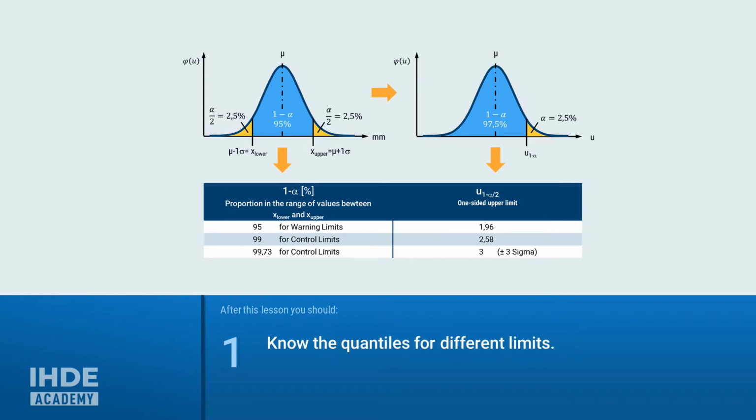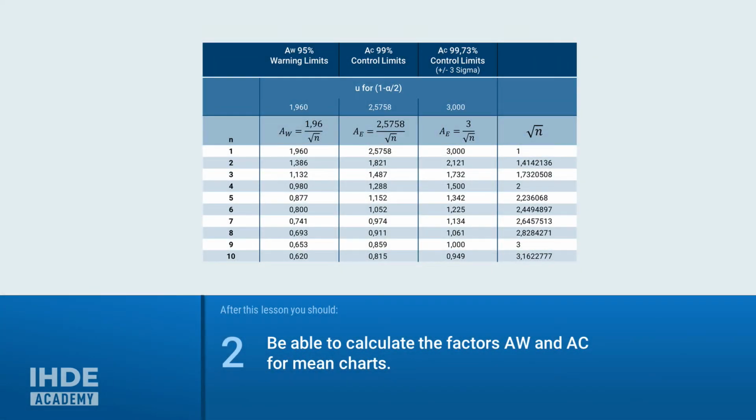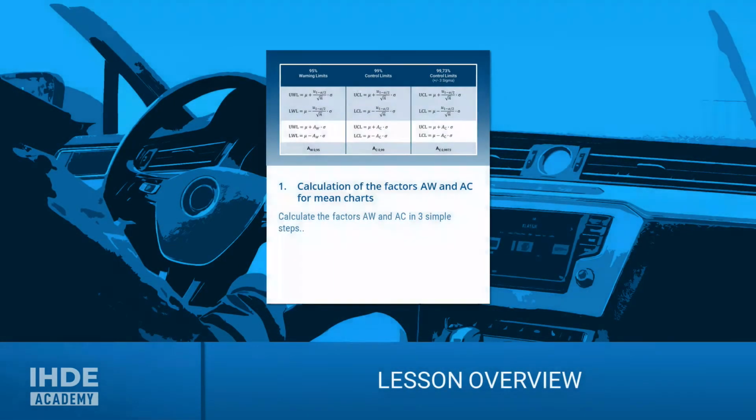for AC and AW. So after this lesson, you should know the selected quantiles of the standard normal distribution for common warning and control limits. And you should be able to calculate the factors AC and AW yourself for different sample sizes. This lesson has only one chapter, which covers the two previously mentioned learning objectives.